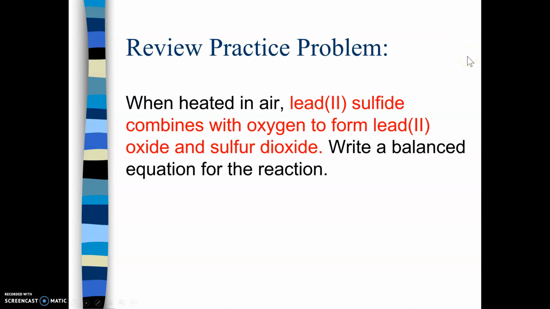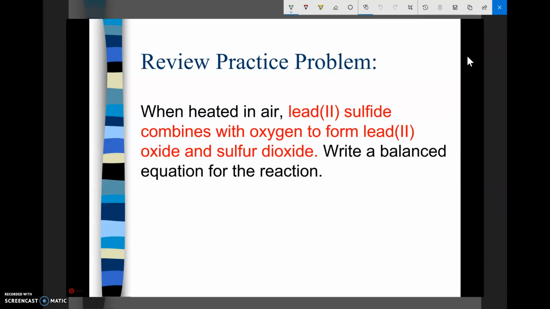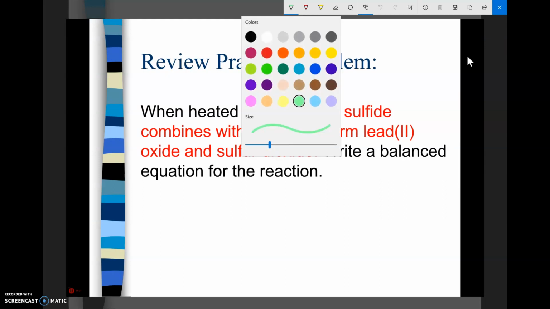Okay, this is just a review practice problem. You might see some of these. These are just knowing how to write equations. They don't necessarily fall into one of the 3 we've talked about with the metal and the non-metal and the combustion. So right here it says, when heated in air, lead 2 sulfide combines with oxygen to form lead 2 oxide and sulfur dioxide. Write a balanced equation for the reaction. Okay, why don't you go ahead and pause the video, try this, and then come back and look to see what we've done. But let's do it together, or check your answer right now.